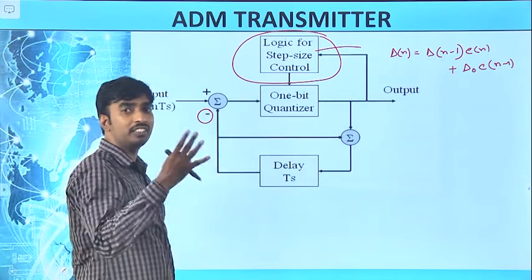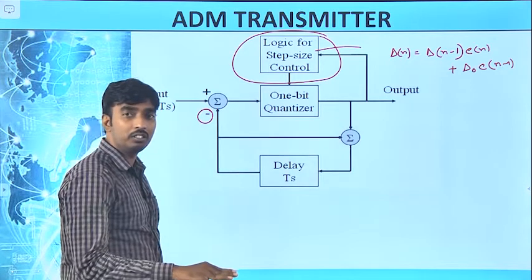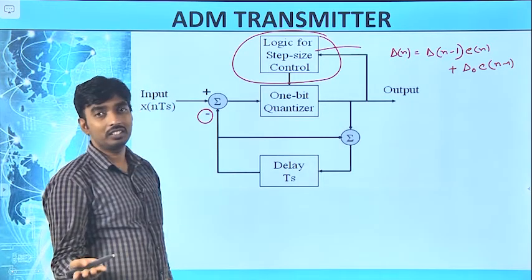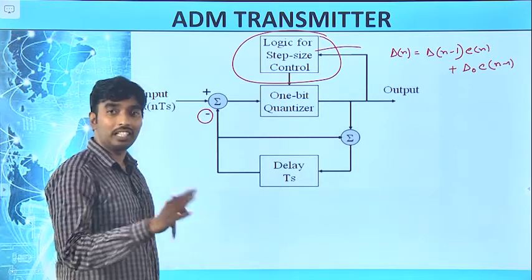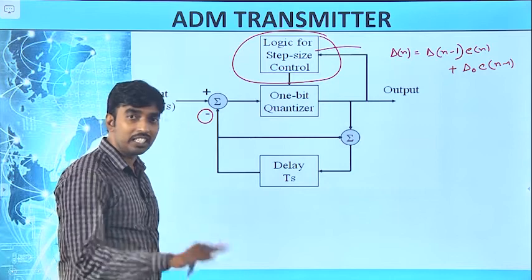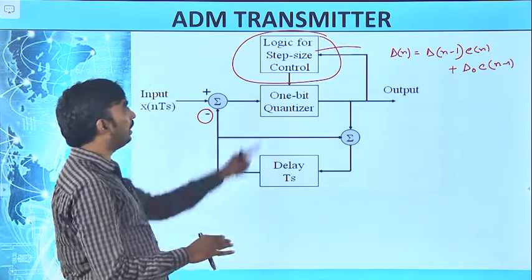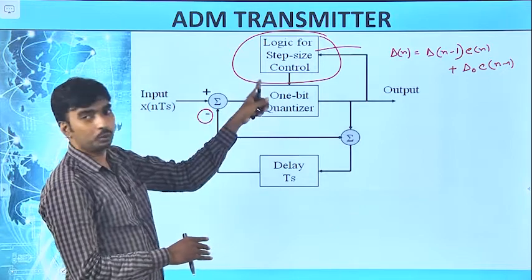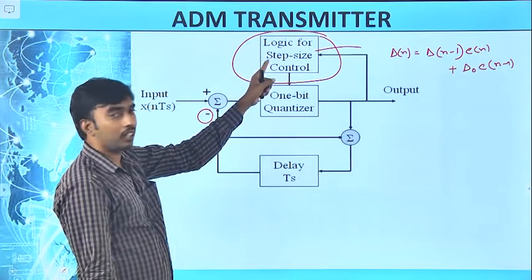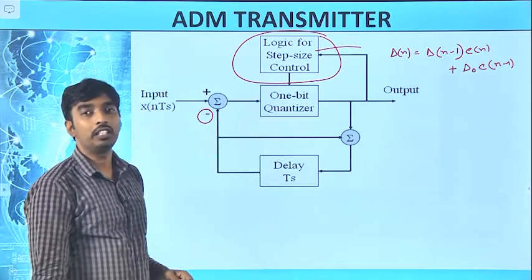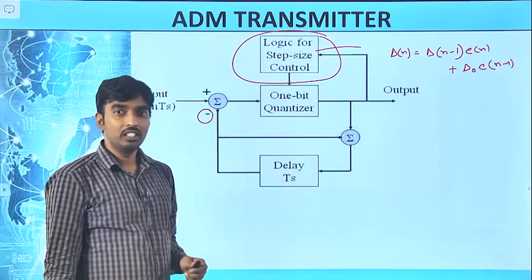But the thing is same. If the step is raised, it will assign plus 1. If the step falls down, it will assign minus delta. Plus 1, minus 1, right? Plus delta it will assign 1, minus delta it will assign 0. Same as delta modulation, only the additional block is this one. Based on the formula it will assign. So based on this block we are going to overcome the granular noise as well as slope overload distortion.